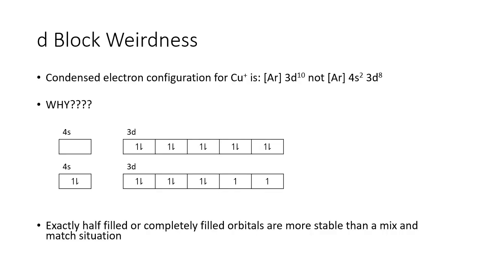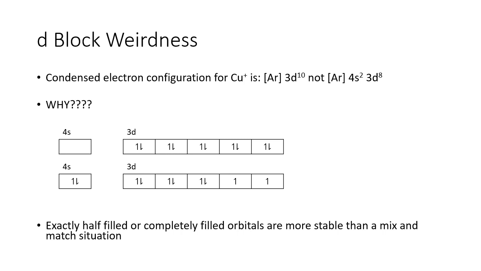The d block does weird stuff. Like, very weird. So if you write the condensed electron configuration for copper plus, it is argon 3d10. It is not 4s2 3d8. But why is that? That doesn't make any sense. We just said that we're going to use the Aufbau principle, and we're going from low to high, and we're filling a higher orbital first instead of the 4s. So here's what that is.